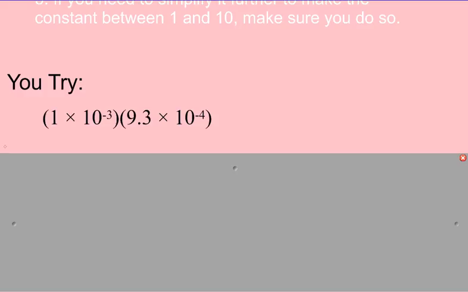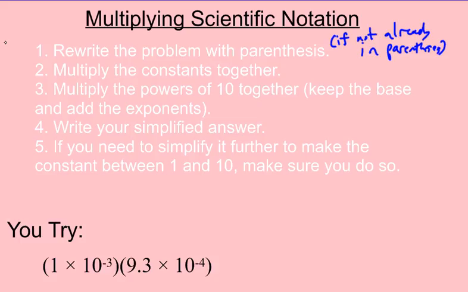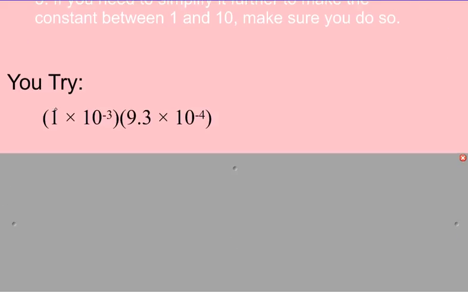So first, they're already in parentheses. Step 1 is done. Step 2, multiply the constants together. So that would be 1 times 9.3. So I'm going to go 1 times 9.3. And that will be 9.3.